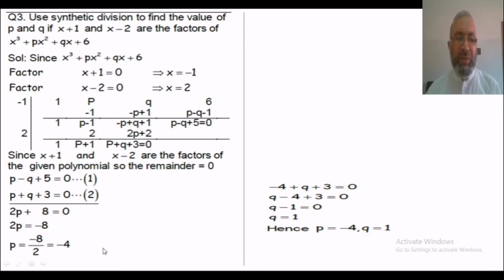Now put this value of p equal to minus 4 in equation 1 or 2, whichever you like. In equation 2, p plus q plus 3 equal to 0, so minus 4 plus q plus 3 equal to 0. That becomes q minus 1 equal to 0. Transferring 1 to the right side, q is equal to 1. Thus we get the values of p and q: p is equal to minus 4, q is equal to 1.